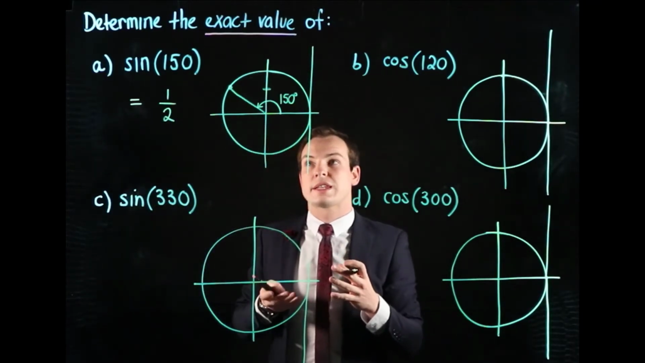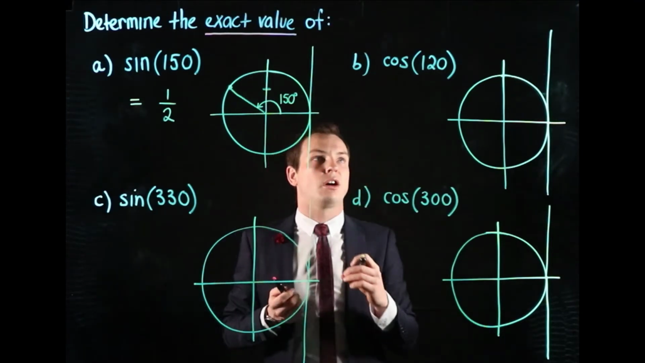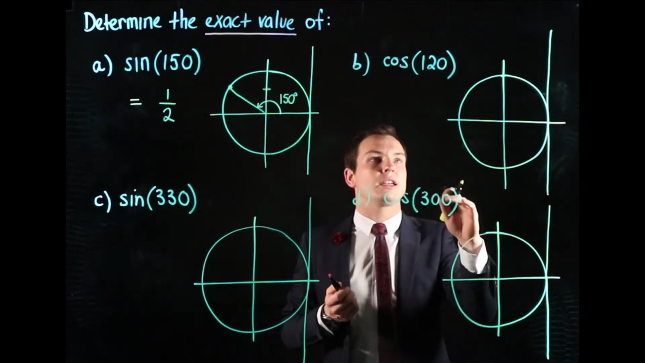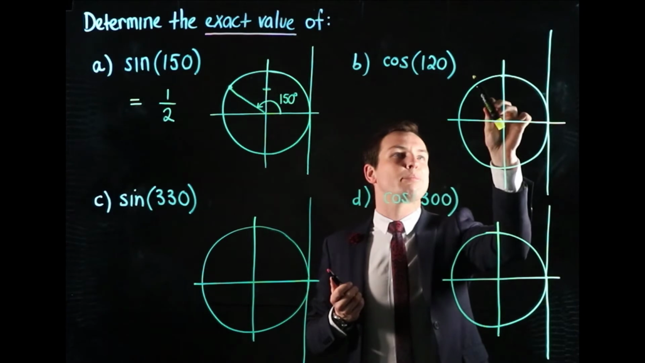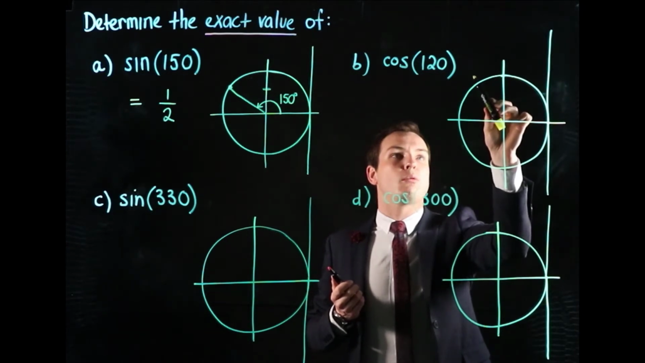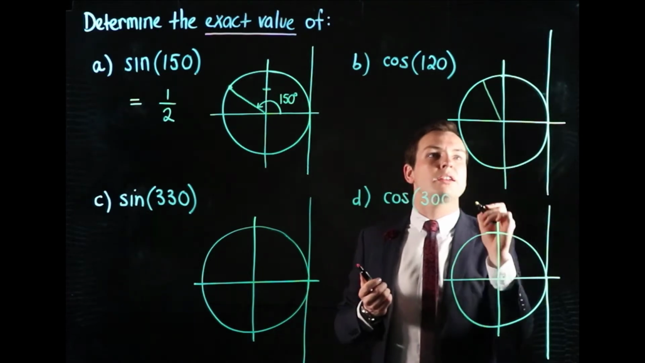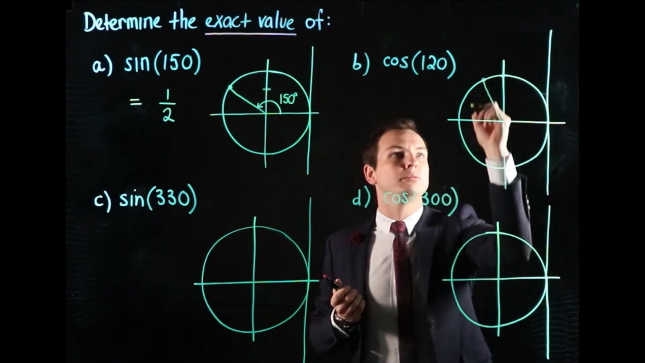Now we're going to do the same thing for part B, but this time we're going to look at cosine of 120 degrees. So we've got our unit circle, and the next thing is to find 120 degrees, which is 60 degrees back from the 180 degree line. So this would have an angle that looks something like this. That's where we're located in our unit circle.